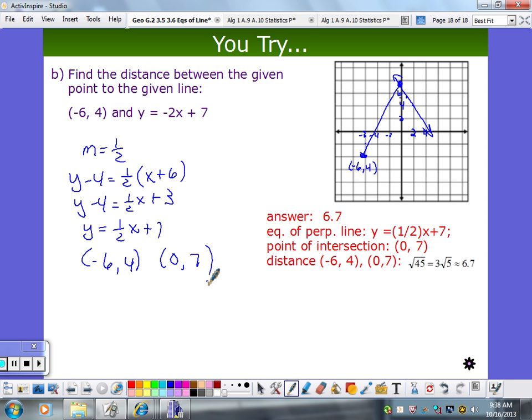What did I do? What happened? Oh, you're right. That's why it was wrong. That was better, wasn't it? Negative 6 and negative 4? Plus 6. Yeah, that's better, right? Okay, so I want to find that distance.